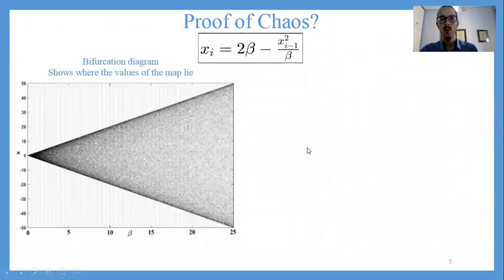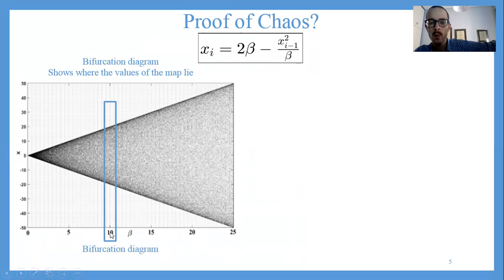Now, from a mathematical standpoint, what tools do we have to study chaos? One simple tool is the bifurcation diagram. This indicates something very simple. For different parameter values, where do the actual values of the map x0, x1, x2, x3, x4 lie? For example, here, if you take a look, for parameter value beta equals 10, I can see that the values lie between minus 20 and 20. For beta equals 20, the values lie between minus 40 and 40. So I have a clear indication of where the values of the system lie, what values they take.